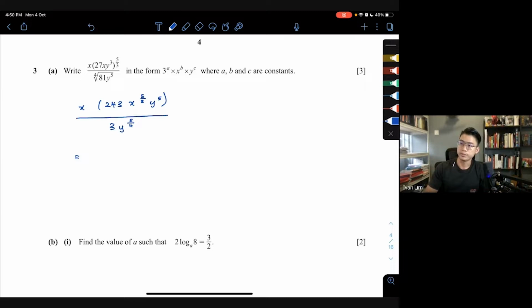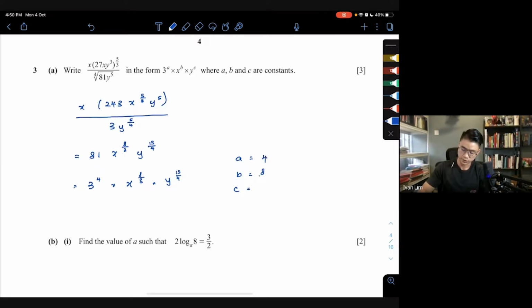The numbers with the numbers: 243 divided by 3, you get 81. All the x you put together, you get x to the power 8 over 3, and then y to the power 15 over 4. They want it in 3 to the power of a, so we change our 81 to 3 to the power of 4, times x to the power 8 over 3, times y to the power 15 over 4. You can write a, b, c like this also. Otherwise, just present it in the form that they want.